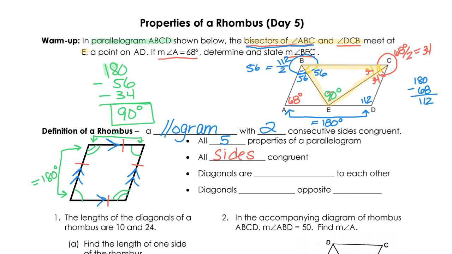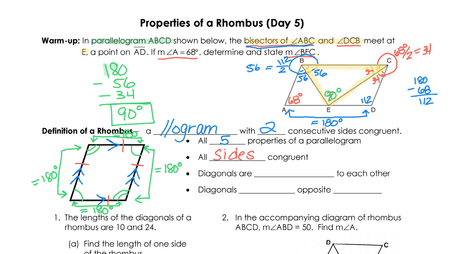And here would equal 180 degrees. And here would equal 180 degrees. And one more. These consecutive angles here would also equal 180 degrees, just like it does in the parallelogram, because a rhombus is a parallelogram.